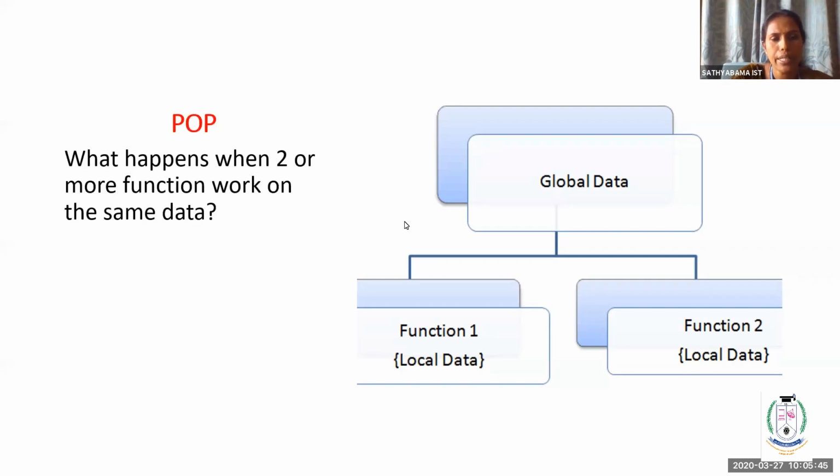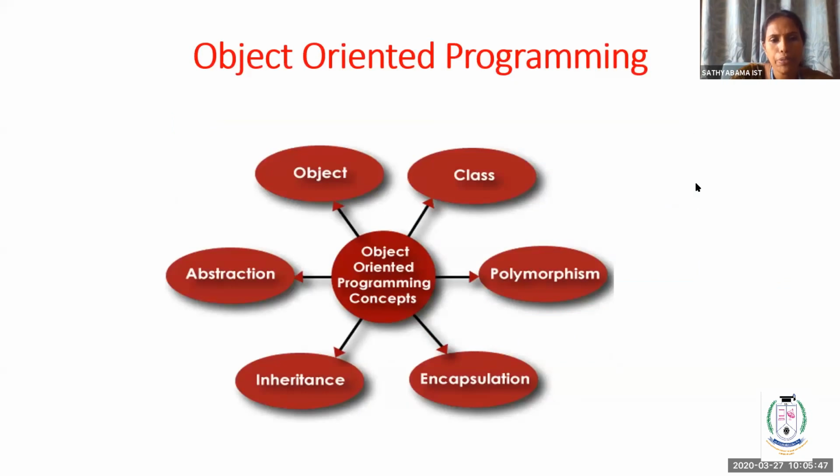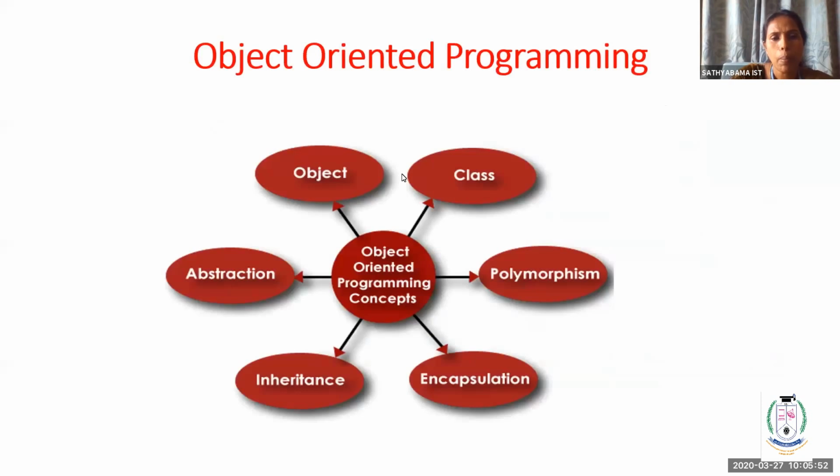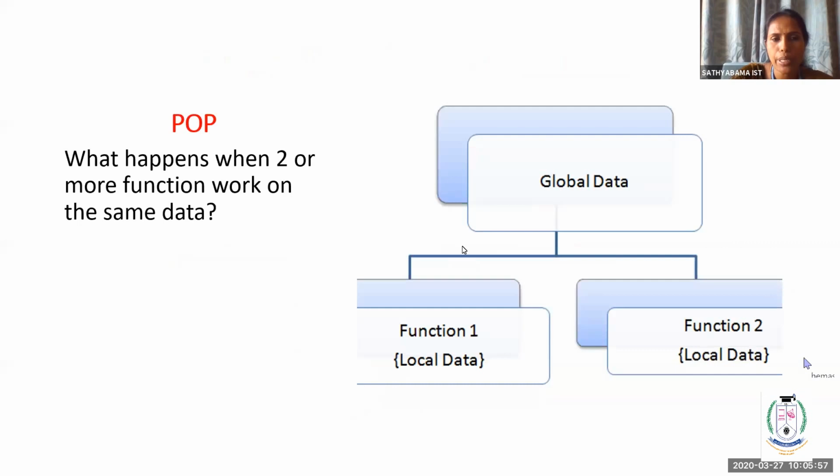In order to avoid that, we are going to the next topic, called the object-oriented programming concept. So the meaning is, in the procedure-oriented programming language, the major challenge is that data protection is not available. That means more than one function has the privilege to access the global data. So accidentally, some of the functions may change this global data. This leads to erroneous output.